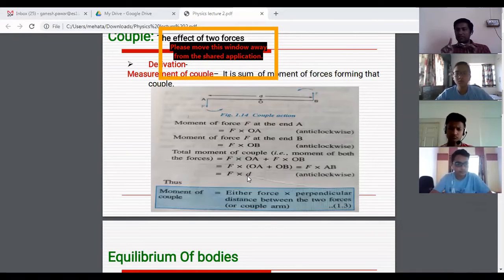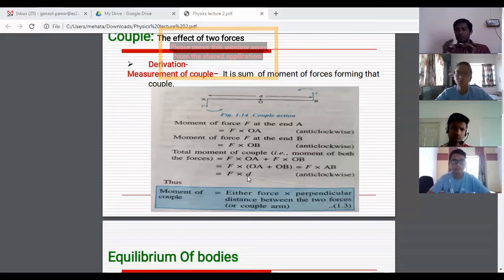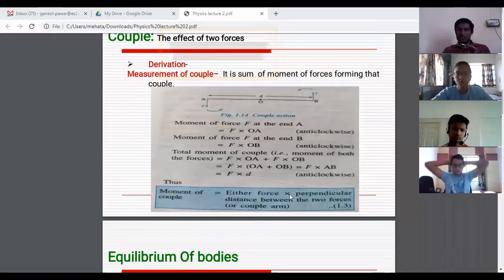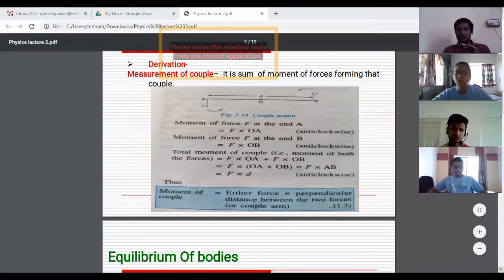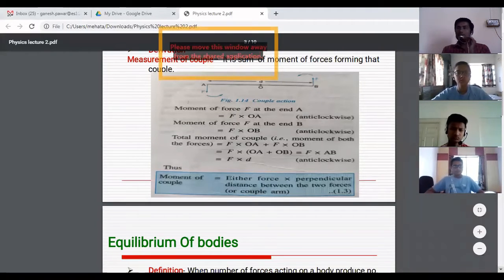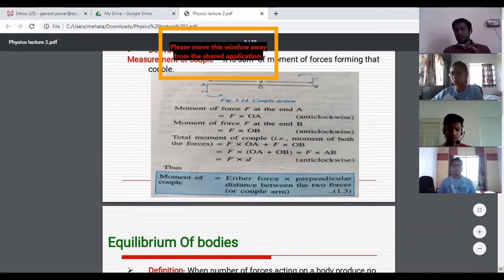But do you remember the difference between them? In moment of force, you have to consider the distance between the line of action and the axis. But in moment of couple, you have to consider the distance between the two parallel forces. Clear? Okay, that's good. This is the concept of moment of couple and moment of force. You should know the clear-cut meaning of moment of force and moment of couple, or in numericals, you will not get the exact idea of the difference between them.